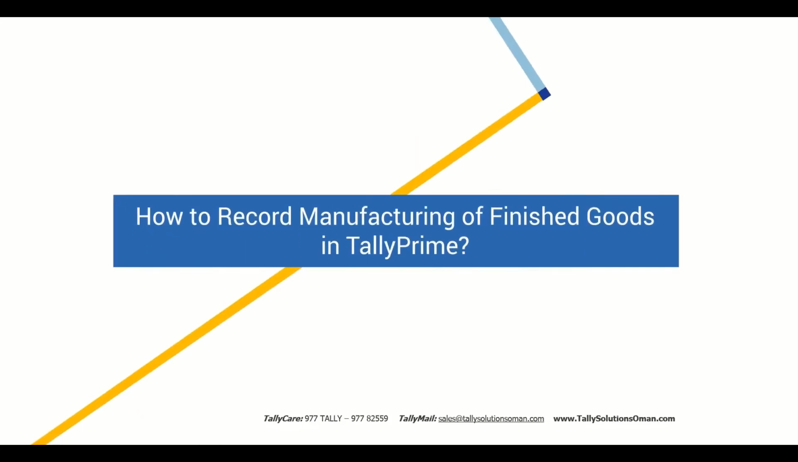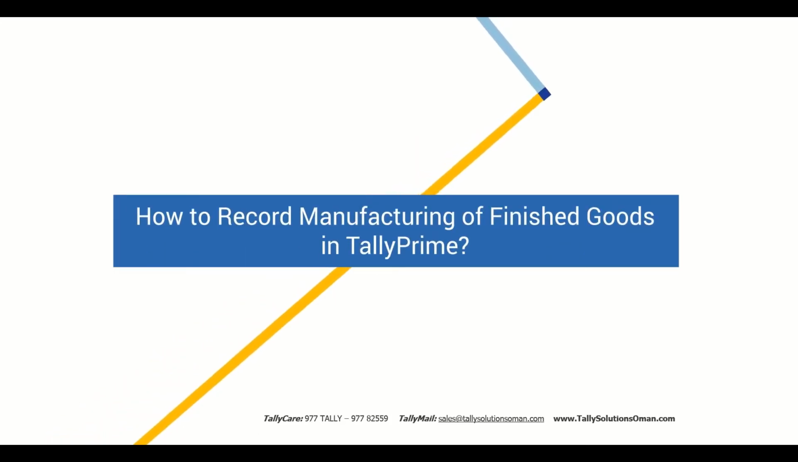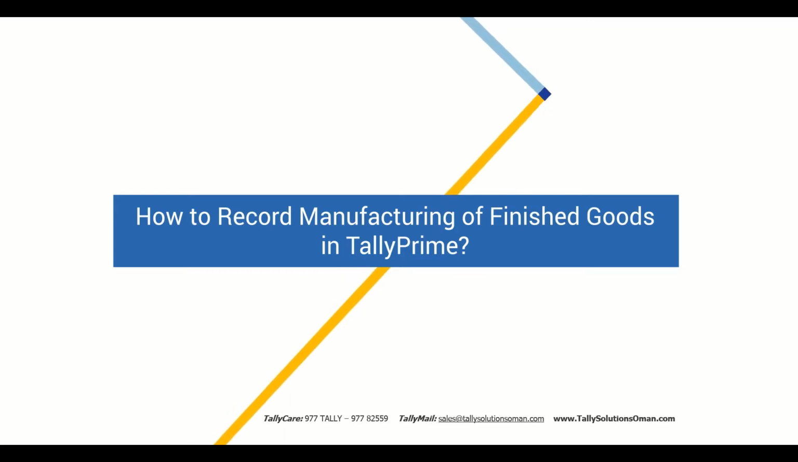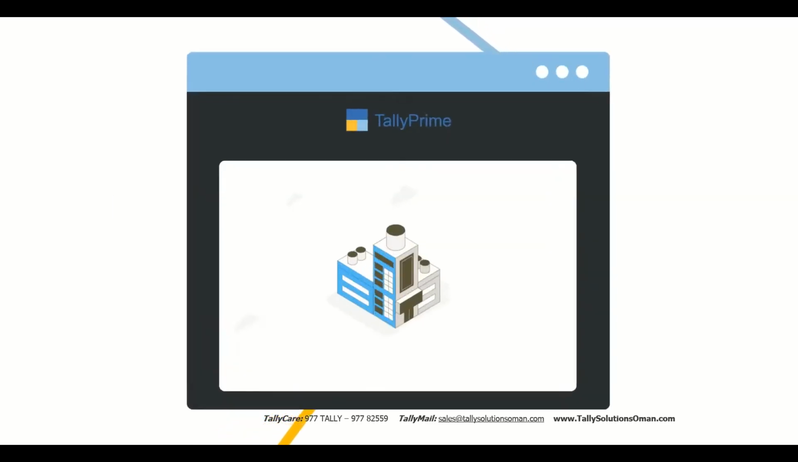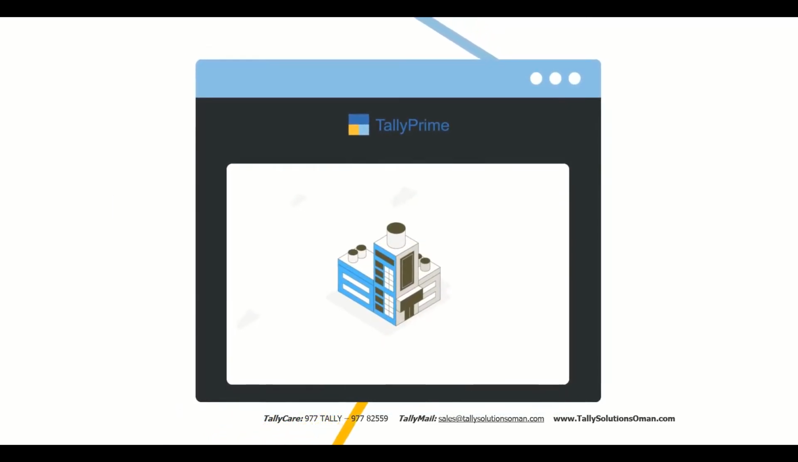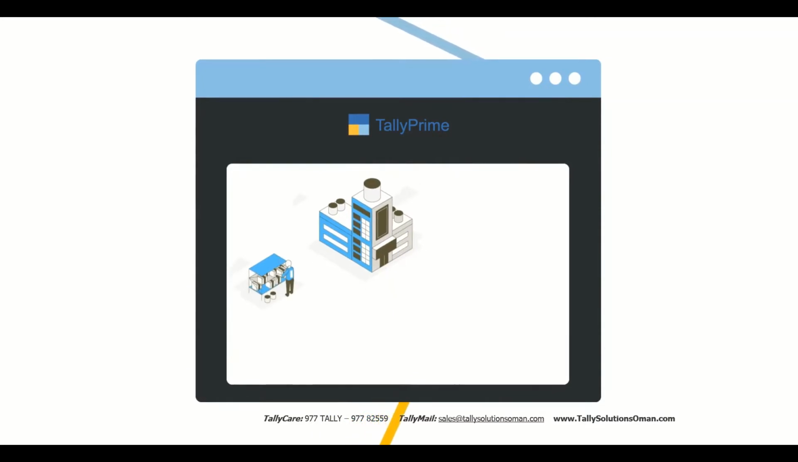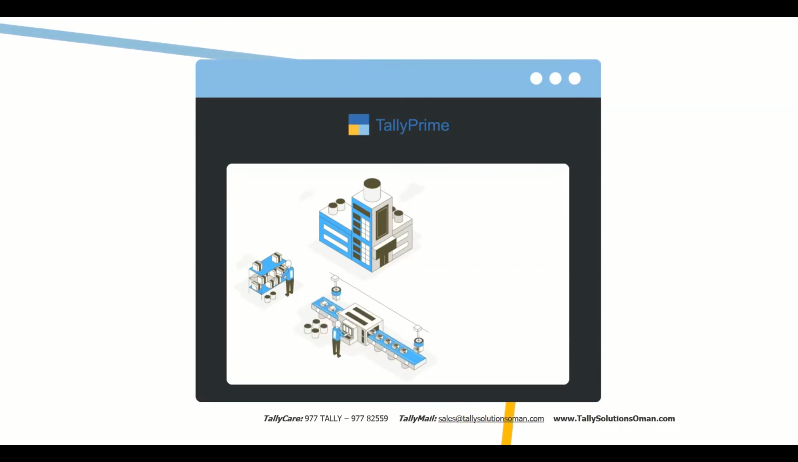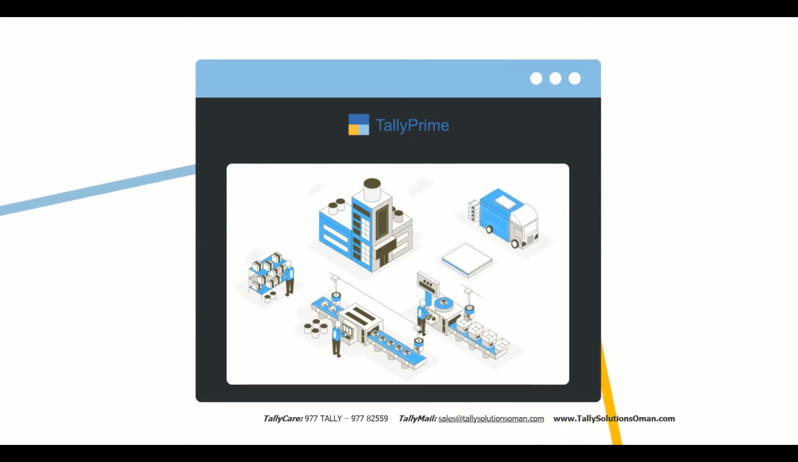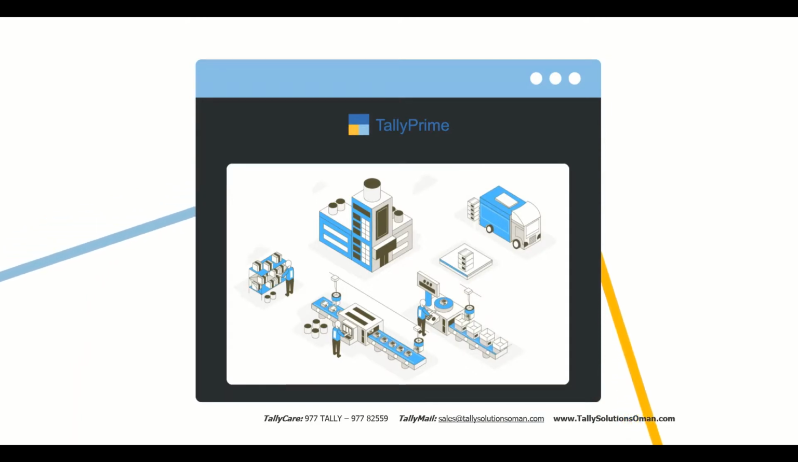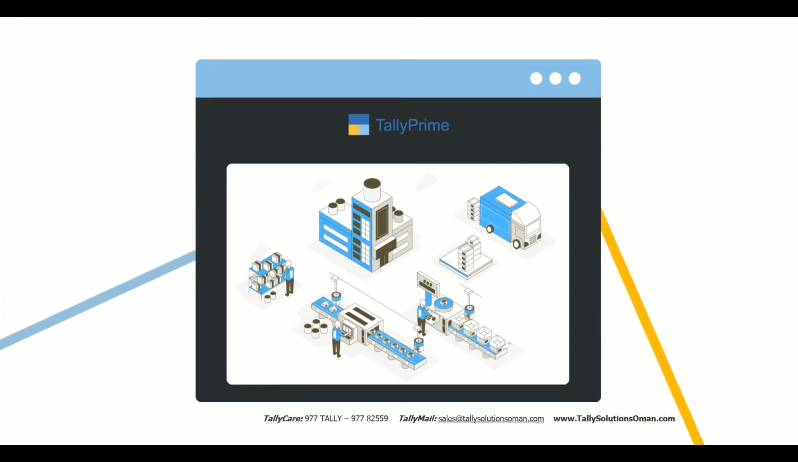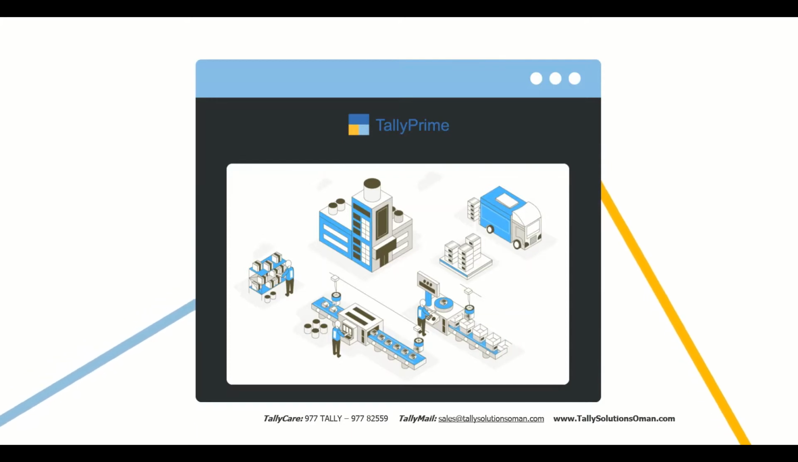In this session, you will learn how to record and manage manufacturing of finished goods in Tally Prime. As we know, manufacturing is a process of converting, assembling, processing, or anything that is done to raw materials to produce finished goods. It can be as simple as assembling a few components to complex manufacturing involving several components and processes. No matter how simple or complex it is, Tally Prime makes it easy to record and manage manufacturing of goods.